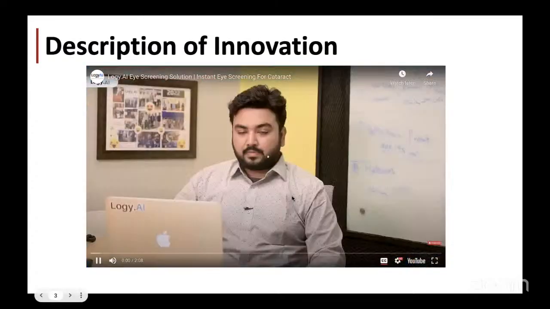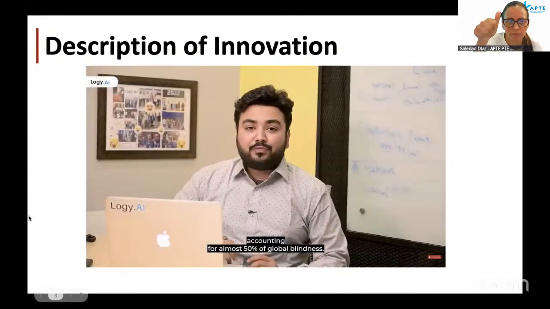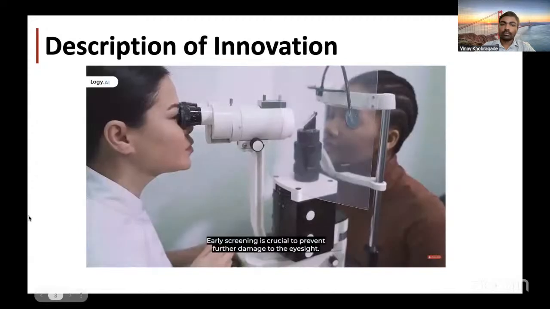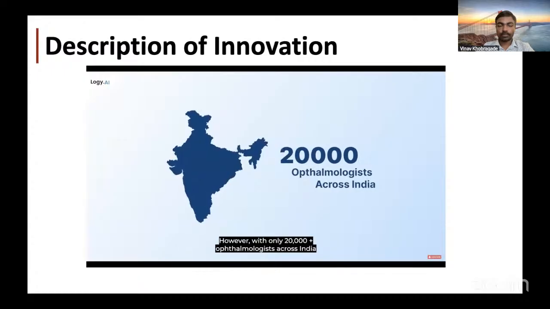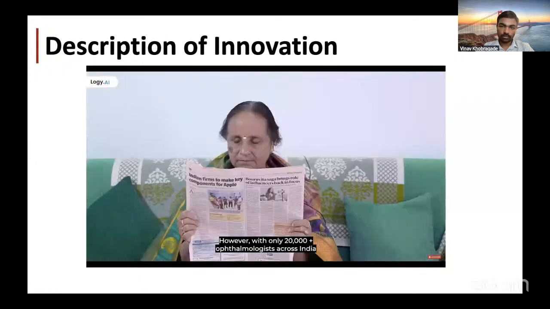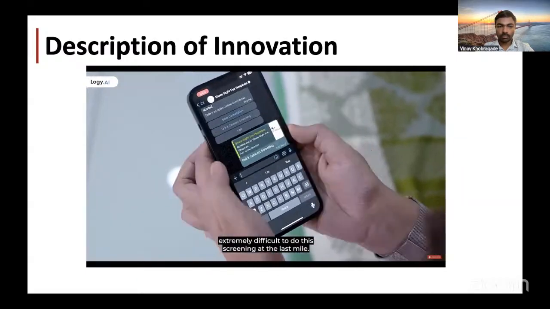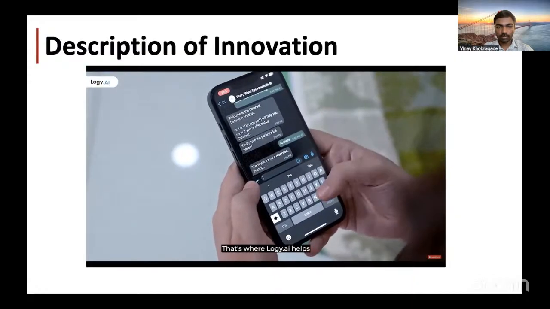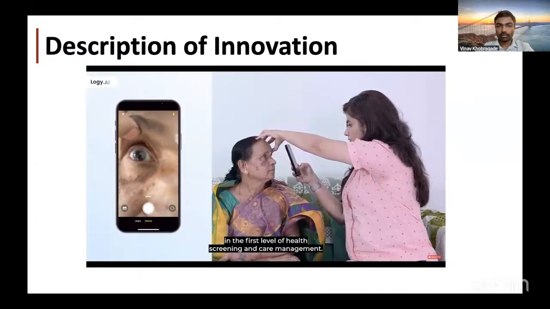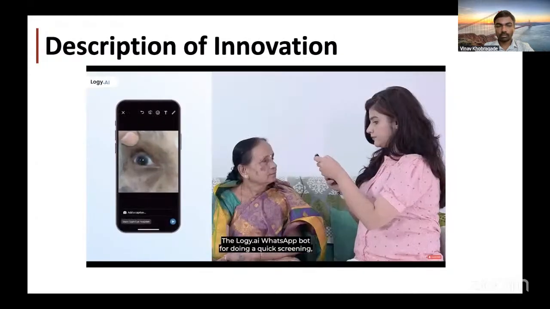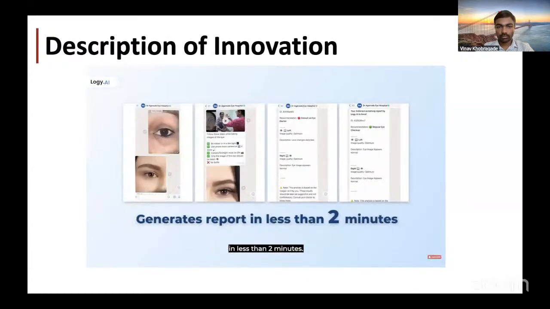We all know that cataract is the leading cause of blindness, accounting for almost 50% of global blindness. Early screening is crucial to prevent further damage to the eyesight. However, with only 20,000 plus ophthalmologists across India, and with busy schedules and long distances, it becomes extremely difficult to do this screening at the last mile. That's where Logi.ai helps in the first level of health screening and care management. The Logi.ai WhatsApp bot does a quick screening in just a few minutes. It receives an AI-generated report in less than 2 minutes.